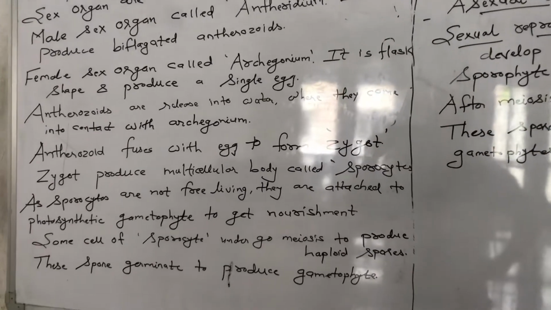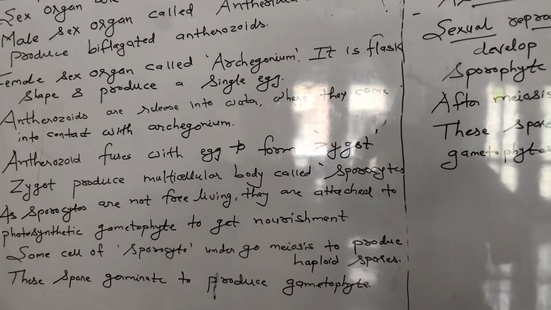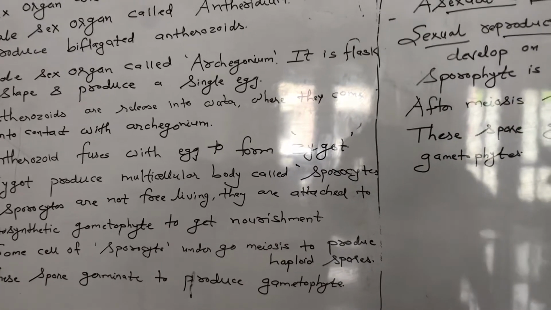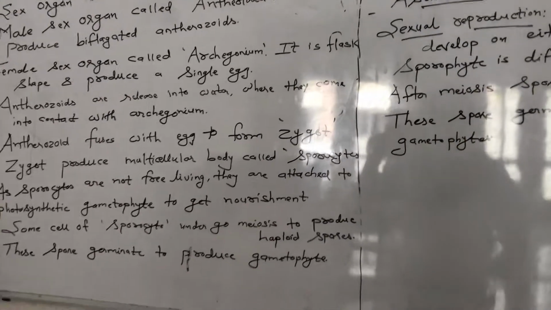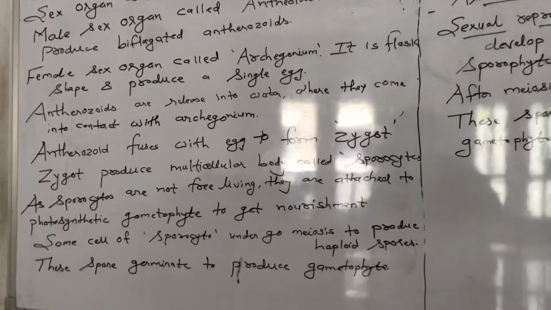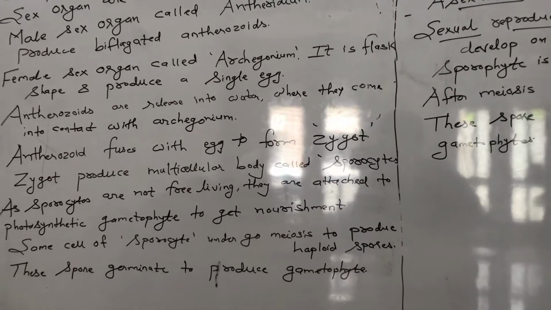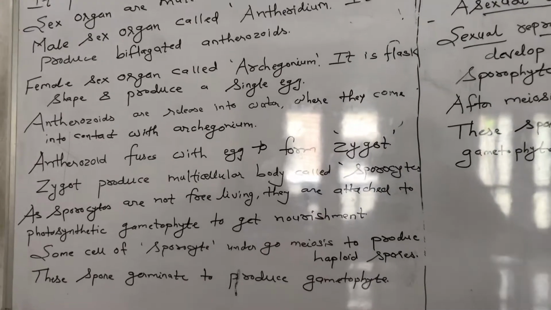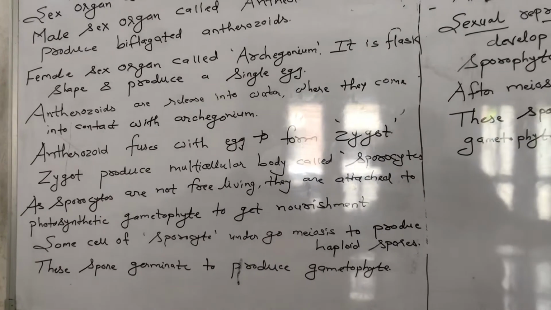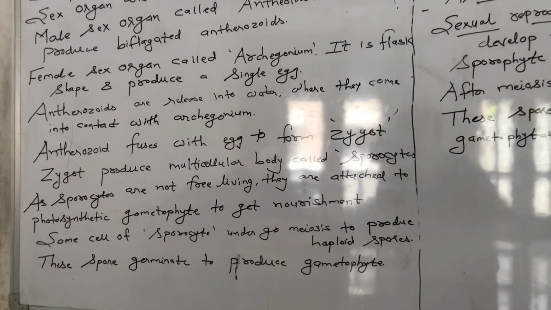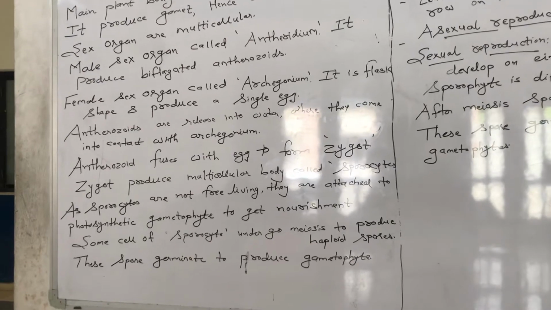Now, when the antherozoid fuses with the egg to form a zygote, the zygote produces a multicellular body called the sporophyte. The zygote does not go through free division; it produces a multicellular body called the sporophyte. These sporophytes are not free living. They are attached to the photosynthetic gametophyte and get nourishment from it.